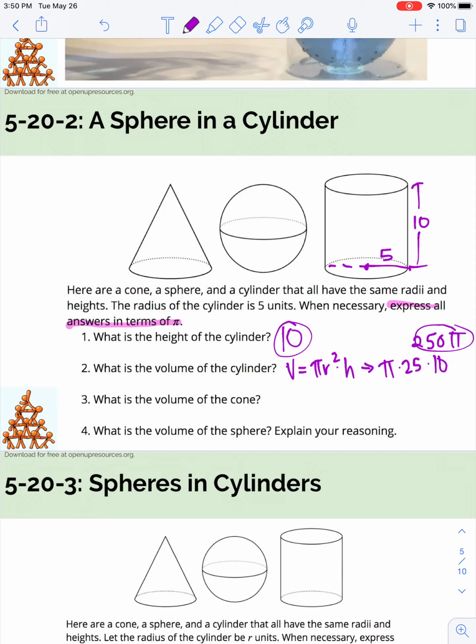Okay. What is the volume of the cone? So then the cone would be volume. Let's do a different color. Volume. What we can do to make this easier though, volume is just 1/3 of what we got. So 1/3 of 250 pi, right?